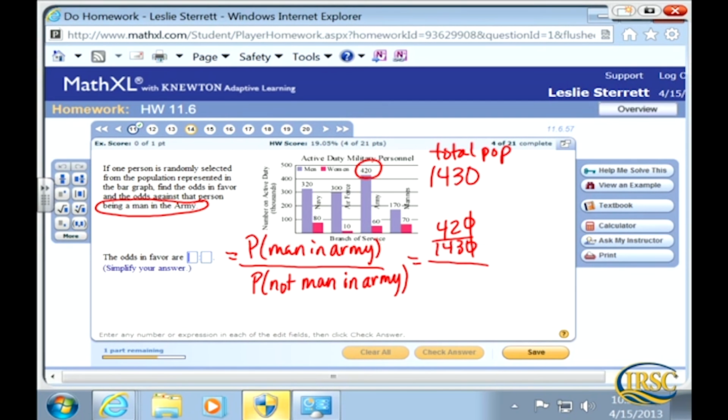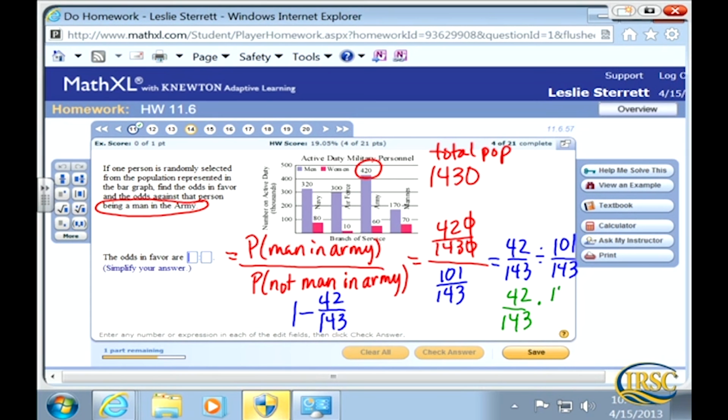So what do we do with this 42 over 143? Subtract it from 1. Good. So 1 minus 42 over 143. Okay, 101 over 143. Well, we haven't finished this one yet. Okay, so now that we have our probabilities in place, this is really the same as 42 over 143 divided by 101 over 143. But again, most of you guys are going to see this pattern and just skip to the next step of 42 over 143 times 143 over 101, because you're multiplying by the reciprocal there. Okay, so what happens to the 143s? They cancel, and we have 42 over 101.